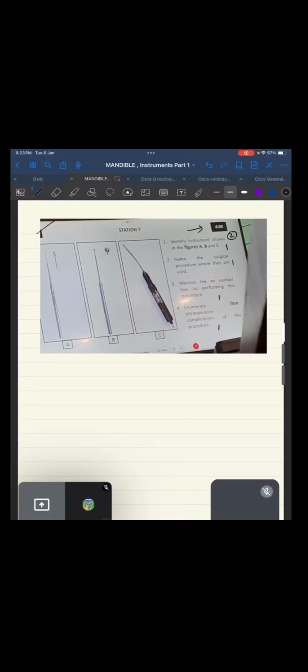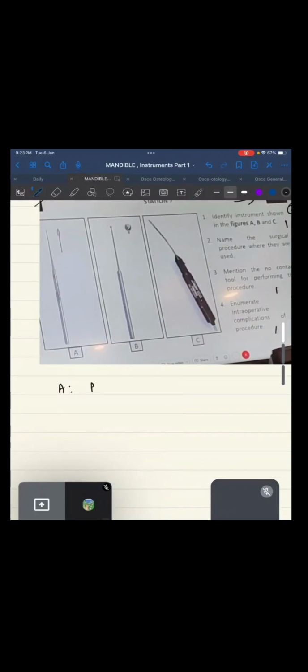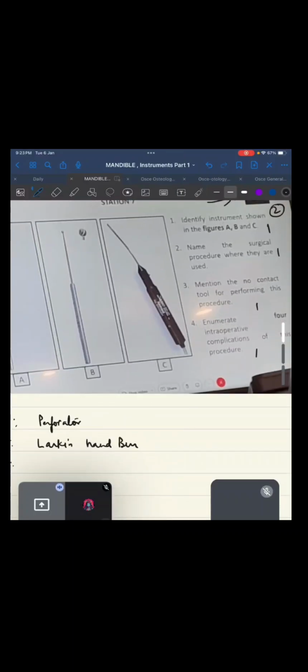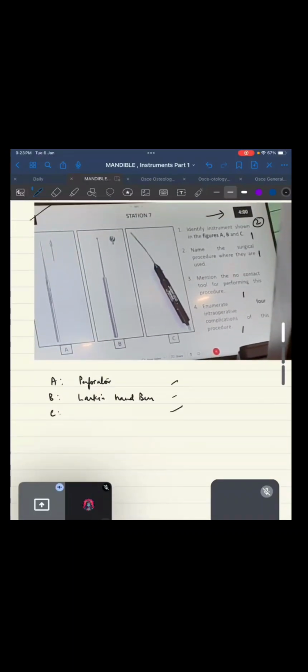So the answer for A is, I'll just write it. Want to take a try? Anybody? Let me enlarge it. A is perforator. B is Larkin's hand burr. Yes, you are absolutely correct, sir. Larkin's hand burr. And C, we just saw that this is the laser. So what are the questions they are asking? A, B, C, you have got these 2 marks. Name the surgical procedure where they are used. Okay, stapes surgery, you have got it correct.